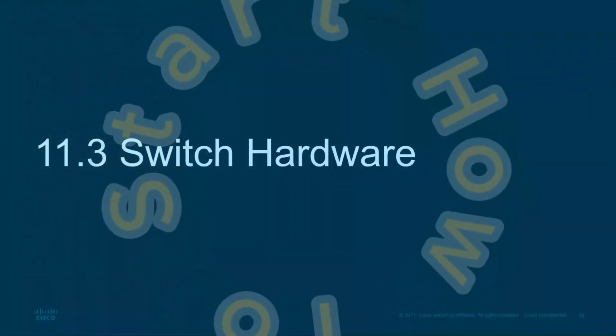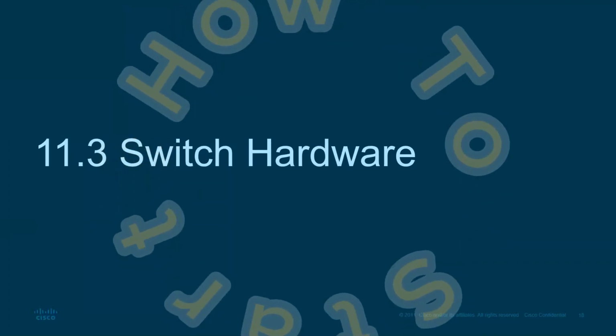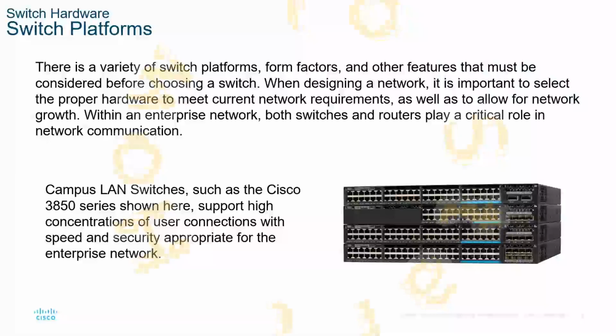Alright, moving on, we have our different types of hardware. We have our switching and we have our routing hardware. First, we're going to talk about switching hardware. Switches come in multiple layers of platforms. They come with multiple port densities. They come with multiple add-on slots.